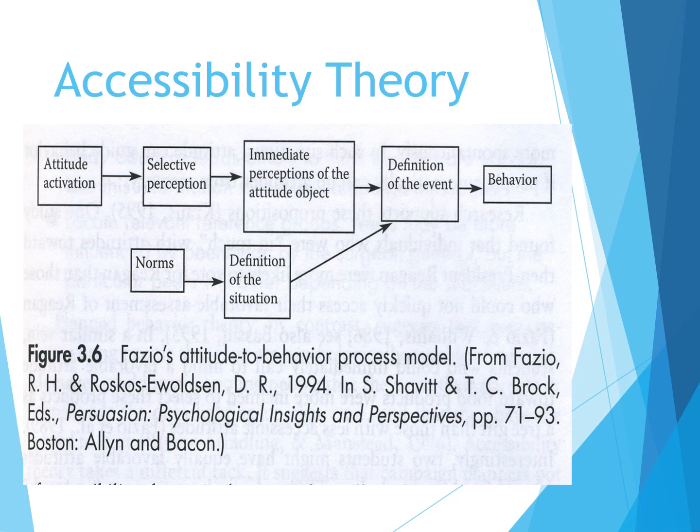Accessibility theory allows us to look at the role of attitude activation, the way that selective perception can allow people to hone in on a certain product, and how these perceptions will influence immediate perceptions of that object, a perception of a current event or defining of the event as favorable and positive. And of course, ultimately, the theory suggests that this should lead to purchasing behavior.